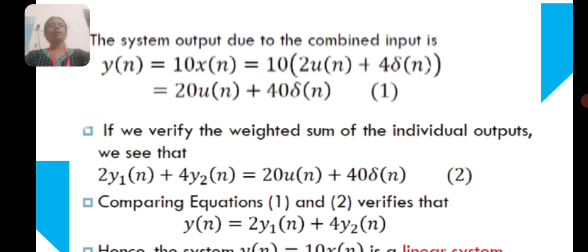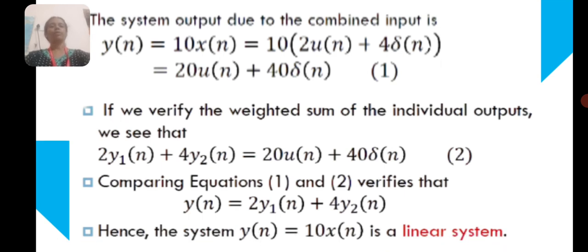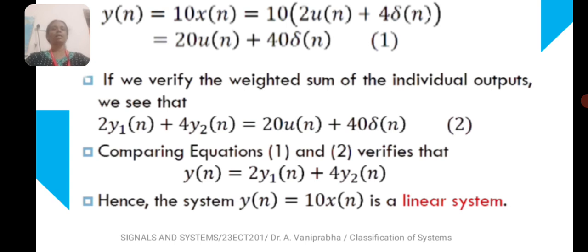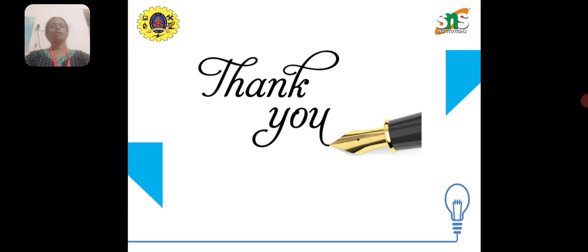If the weighted sum is verified for individual outputs, let us see whether it matches with the previous answer. 2y1 of n plus 4y2 of n is equal to 20u of n plus 40 del of n. So comparing those two equations, equation 1 and 2, which gives y of n is equal to 2y1 of n plus 4y2 of n. Therefore, since equation 1 and equation 2 are equal, the system is said to be a linear system.